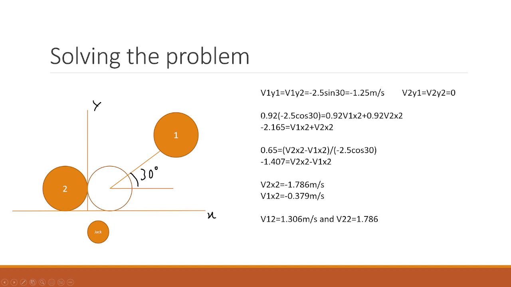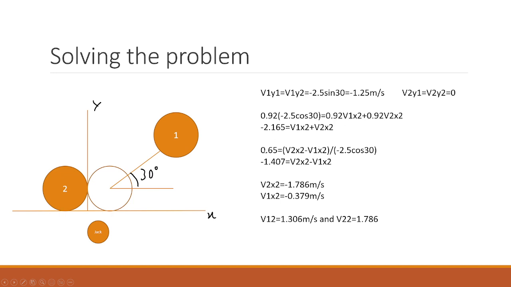Moving on to the conservation of momentum, we have here the first velocity of the first ball in the x direction times its mass, and because the first velocity of the second ball is equal to 0, we'll just put it as 0. So we have this equal to that. And we can cancel out all of the masses, and we will have negative 2.165 equals the second velocity of the first ball plus the second velocity of the second ball. That will be our first equation.